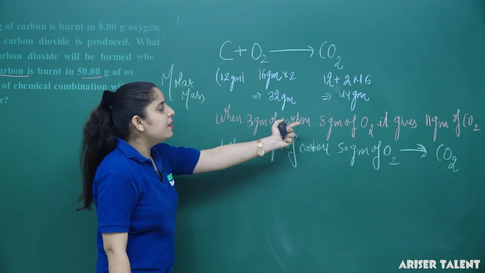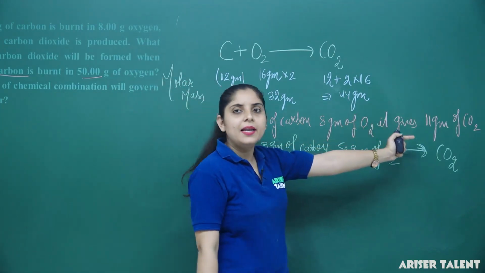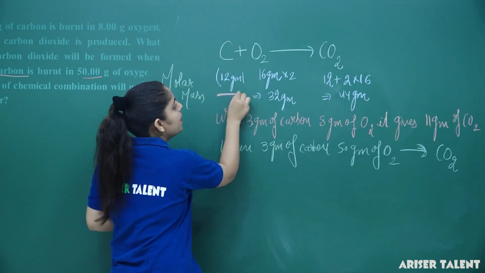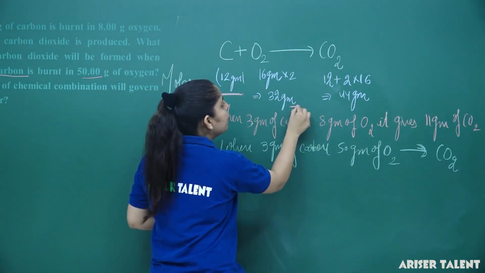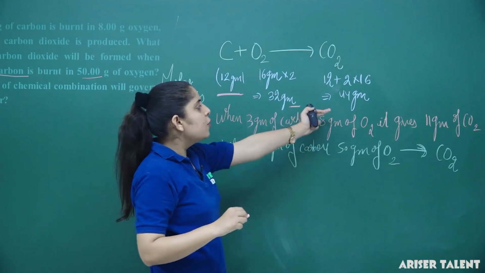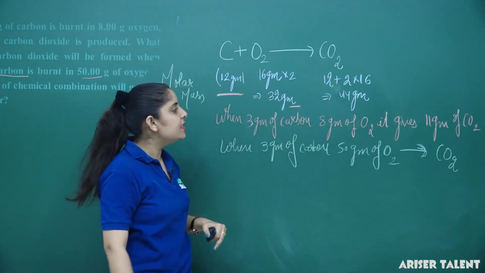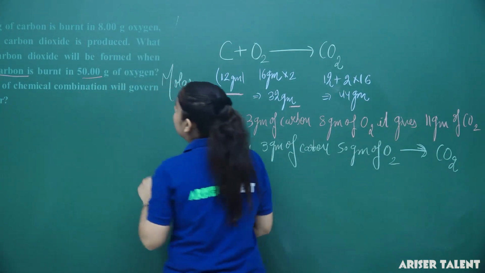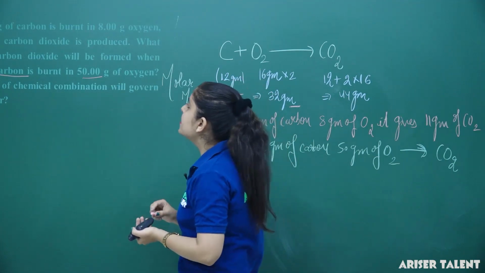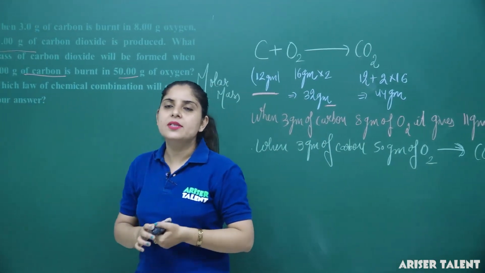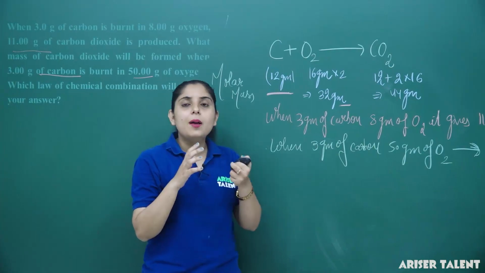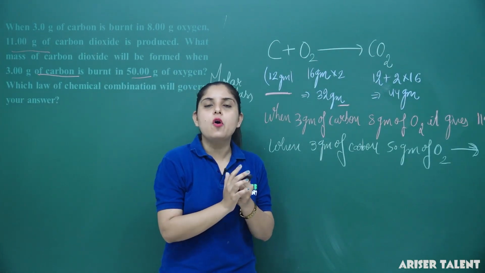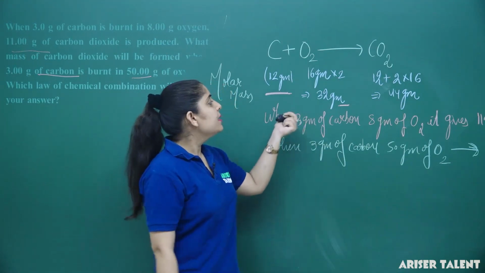Three gram of carbon, 8 gram of O2 is giving 11 gram of CO2. So, I can say that when 12 gram of carbon burnt with 32 gram of oxygen, it is giving 44 gram of carbon dioxide. You can see here. Now, when 3 gram of the carbon is going to burn with 50 gram of oxygen, how much carbon dioxide you will get here? So, here we will apply the law of constant proportion. It means the ratio of both the quantities will be same here.